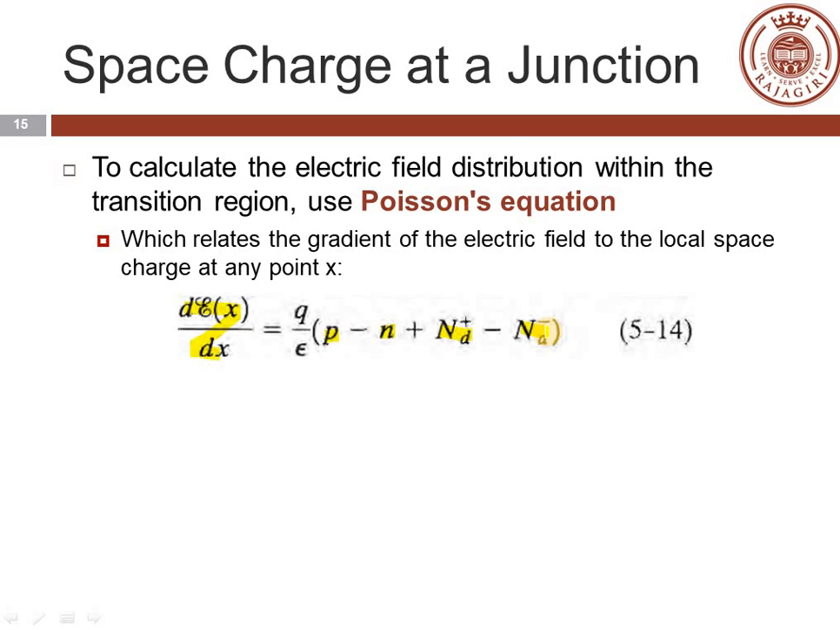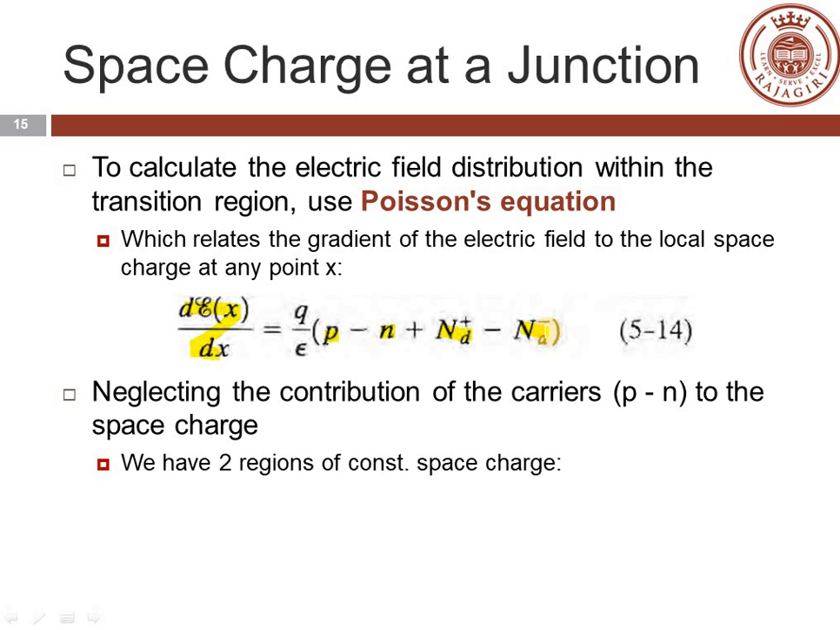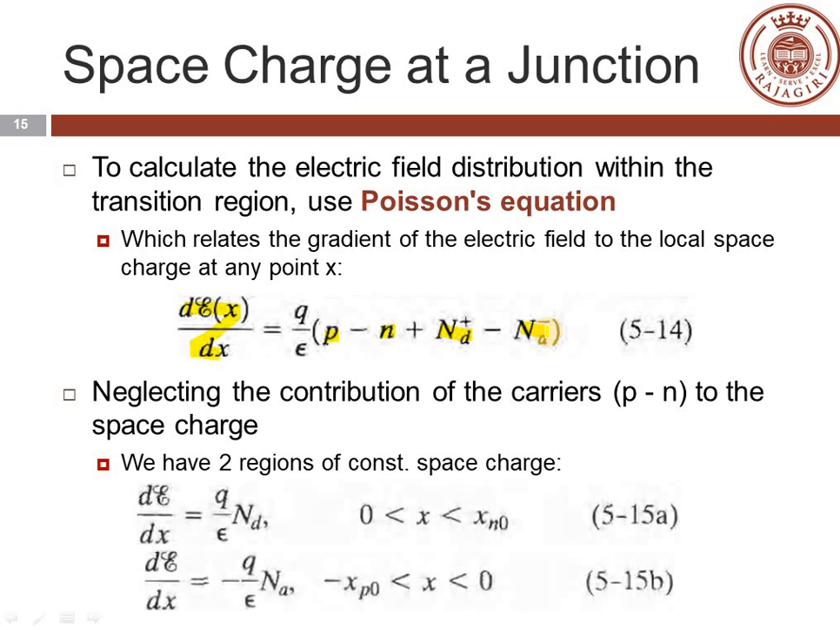Then we are considering the transition region. In the transition region, we are assuming the depletion approximation. That means within that transition region, we don't have any carriers. P or N is not there. Only acceptor and donor ions are there. So P and N will be equal to 0 within the transition region. So we can write the above equation 514 as d by dx of E equal to Q by epsilon Nd for the region 0 to x0. Similarly, d by dx of E equal to minus Q by epsilon into Na for the region minus xp0 to 0.